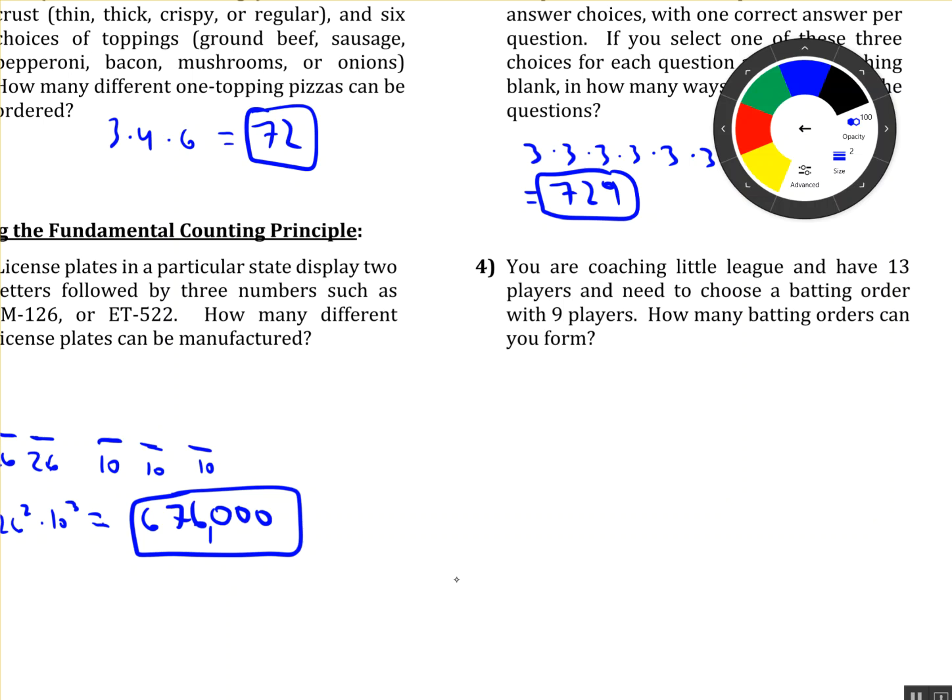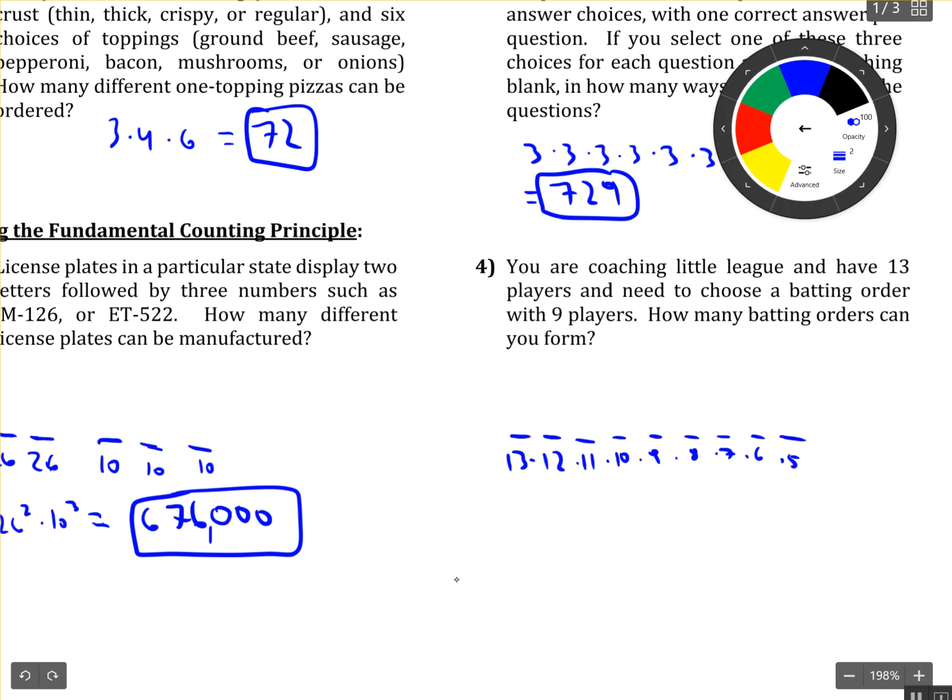You're coaching a little league team and have 13 players and need to choose a batting order with 9 players. How many batting orders can you form? All right, so now let's assume that you can't repeat. Once you pick a person to bat first, they can't also bat second. So we're going to have 9 spots that we have to fill: 1, 2, 3, 4, 5, 6, 7, 8, 9. And we have 13 options for the first one, 12 for the second, 11, 10, 9, 8, 7, 6, 5.